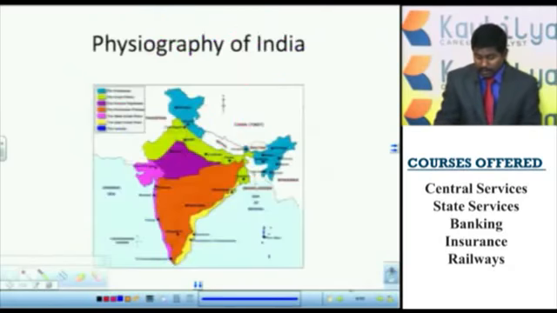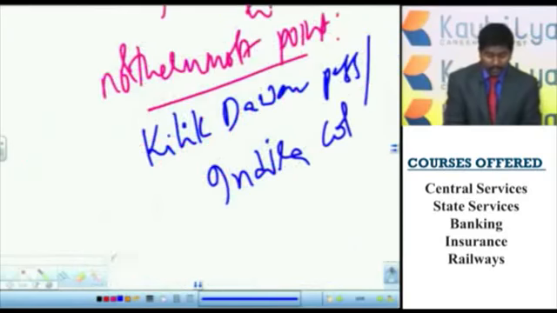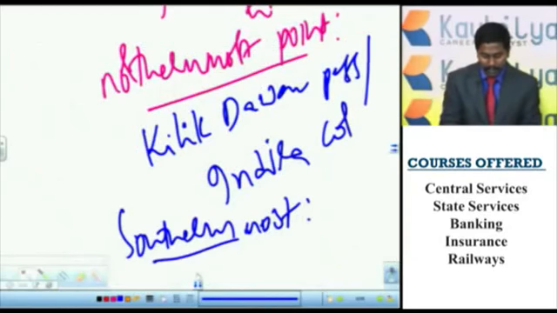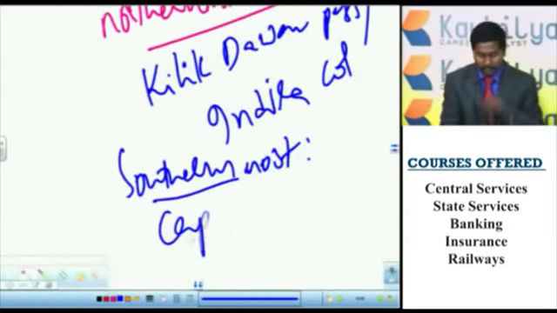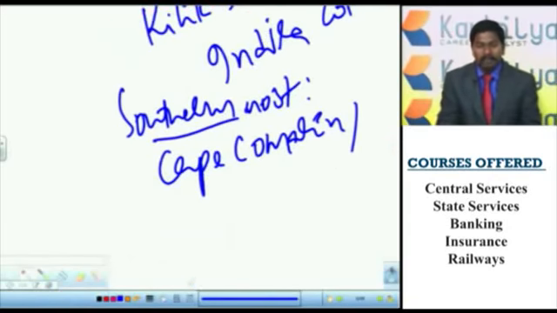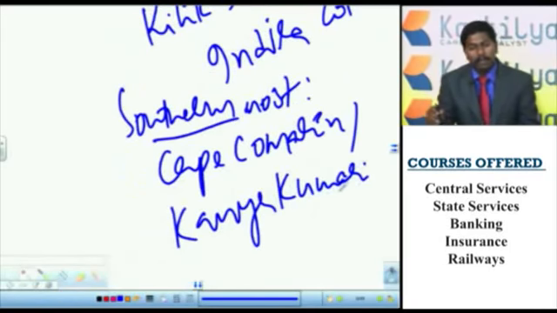Similarly, the southernmost point on the mainland is Cape Comorin or Kanyakumari. The southernmost point of this land is Cape Comorin or Kanyakumari.